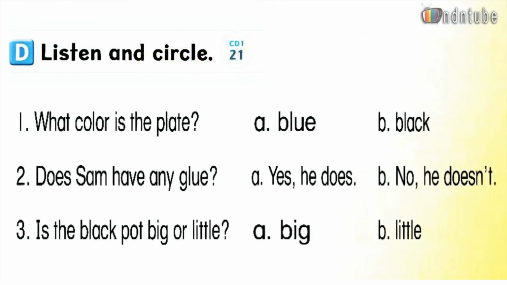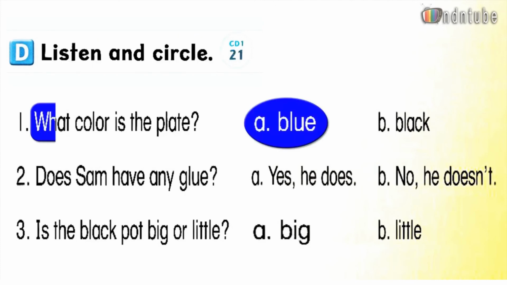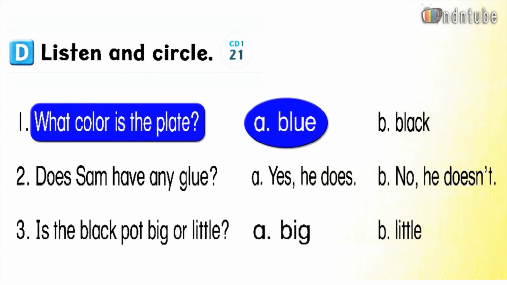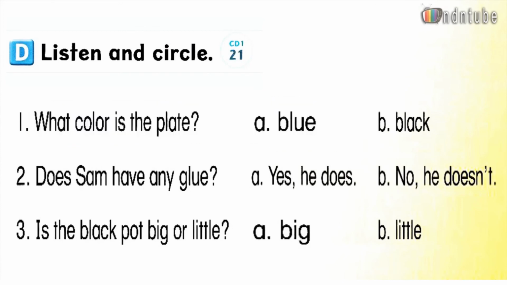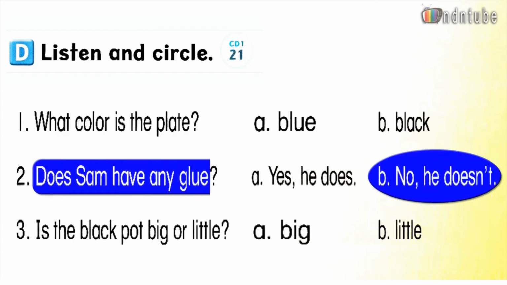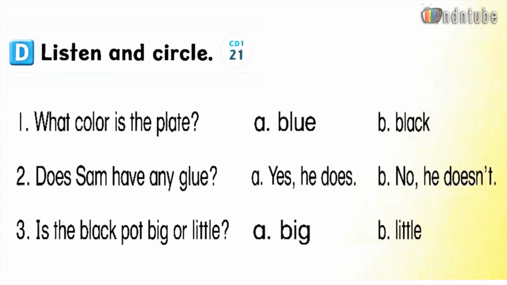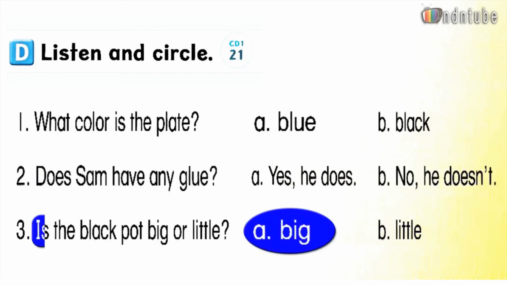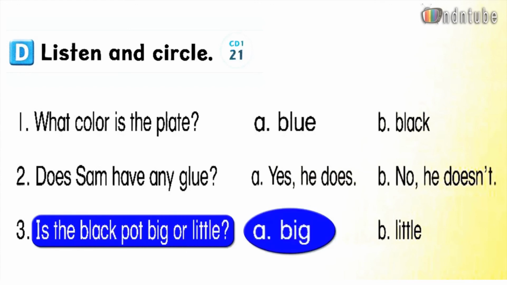Page 11. D. Listen and circle. Number 1. What color is the plate? Number 2. Does Sam have any glue? Number 3. Is the black pot big or little?